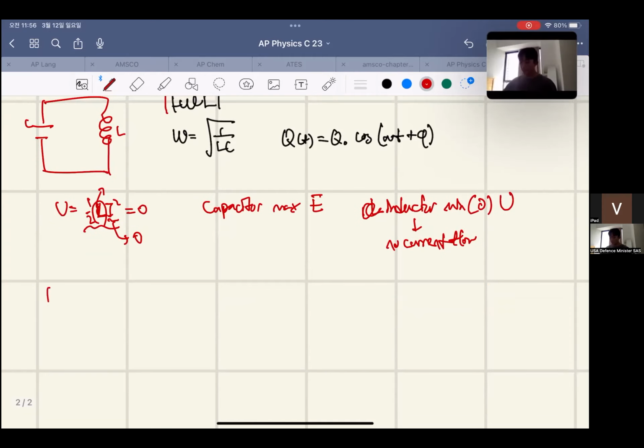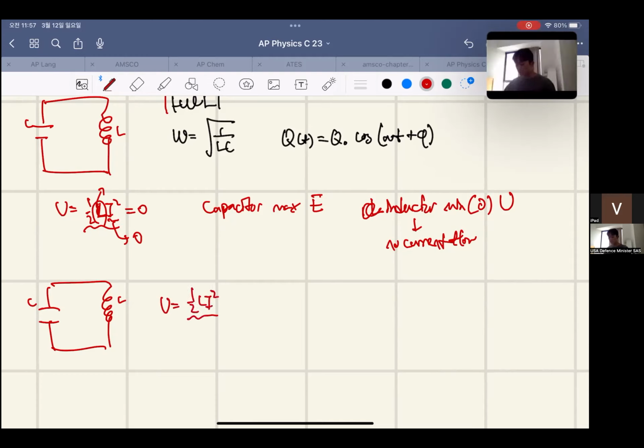Now, let's think of the opposite case. When would the capacitor have the least amount of energy stored? Well, that would be when the capacitor has 0 amount of energy stored, and that's when the inductor has the maximum amount of energy stored. Now, one thing you would have to know is that when the inductor has the maximum amount of energy stored, again, the energy of the inductor is U equals 1/2 Li squared.